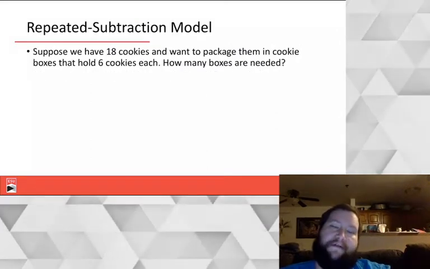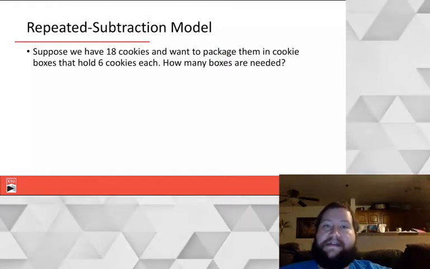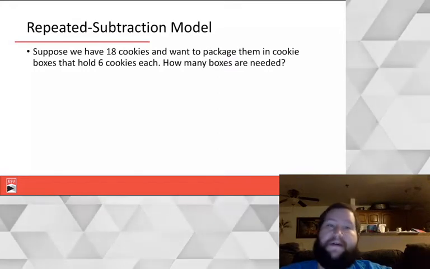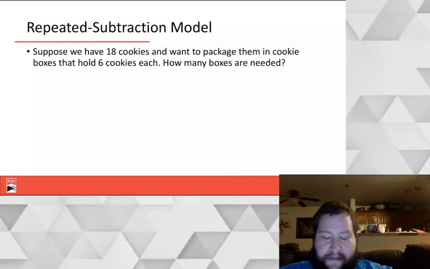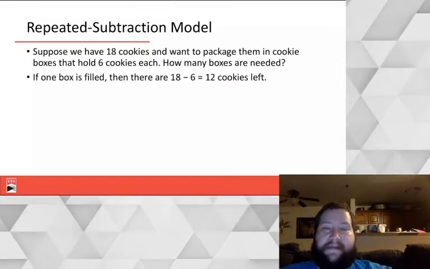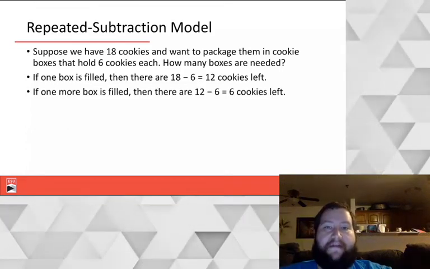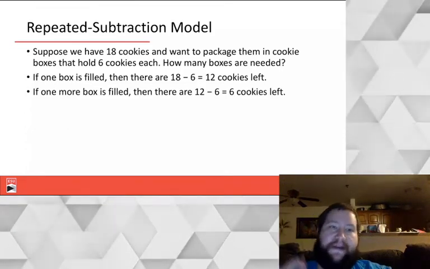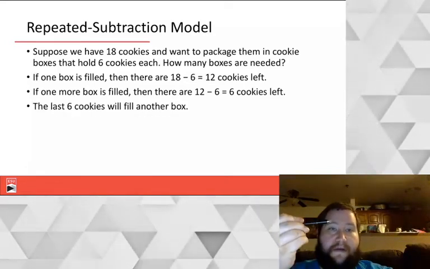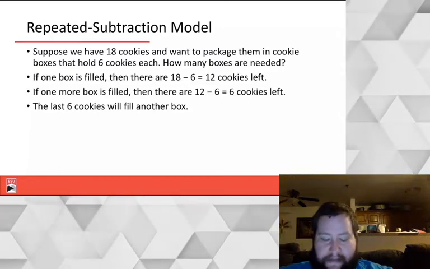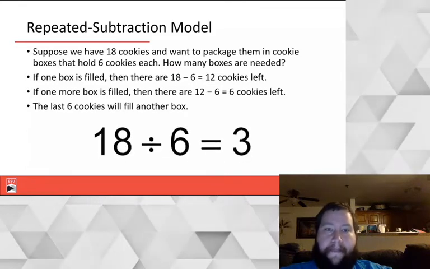And then our last model is repeated subtraction. So suppose we have 18 cookies and we want to package them in a cookie box that holds 6 cookies each. How many boxes do we need? Well, first, we take 6 out to fill a box. 18 minus 6 is 12. And then we take 6 more, and that fills our second box, and we have 6 cookies left. And so now we take the last of the 6 cookies to fill the final box, and since we needed 1, 2, 3 of these boxes, we can say that 18 divided by 6 is 3.